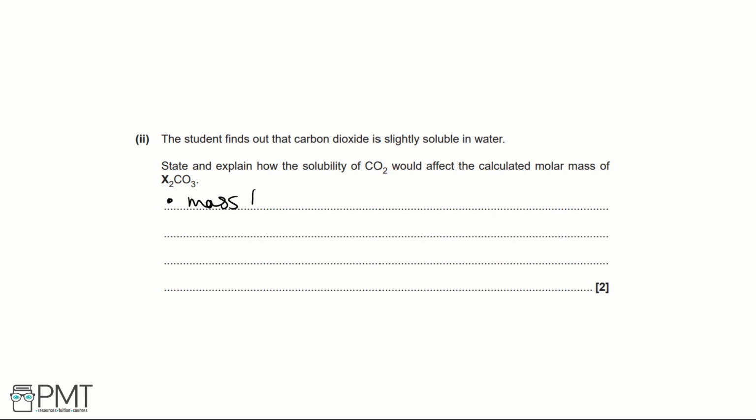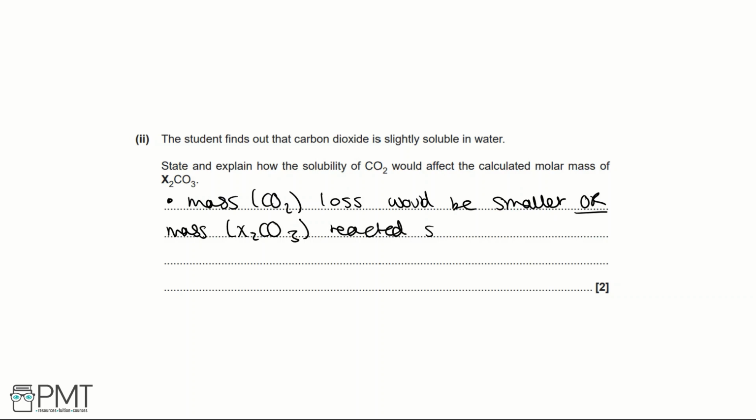So I'm going to lay this question out as 2 bullet points, and each bullet point is 1 mark. So the first bullet point is that the mass of carbon dioxide lost would be smaller. Alternatively, you could say that the mass of the carbonate, so X2CO3, reacted would seem to be less. So either of these statements will get you your first mark for this question. Then our second marking point, our second bullet point, is that the molar mass would be greater. So that's how you get your second mark for this question. Molar mass would be greater.